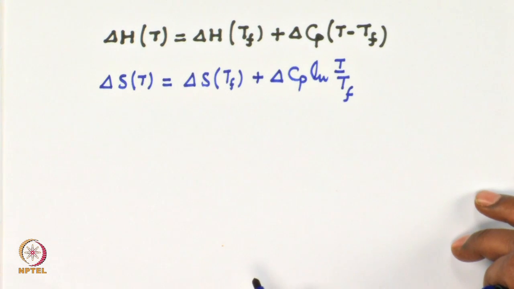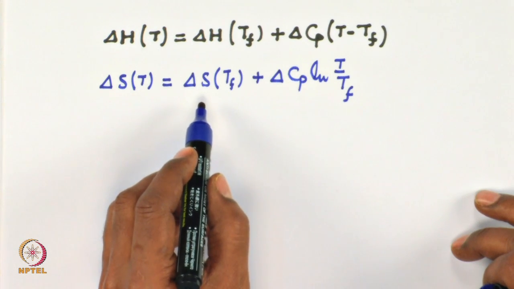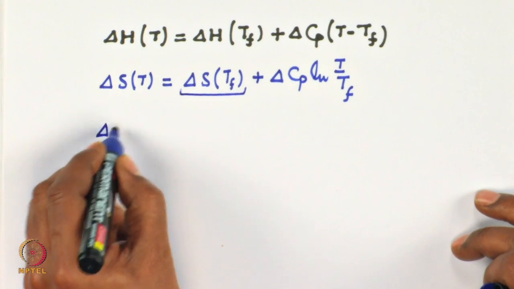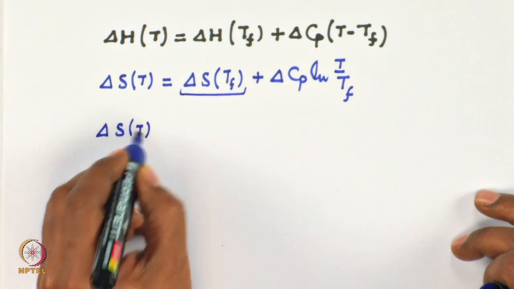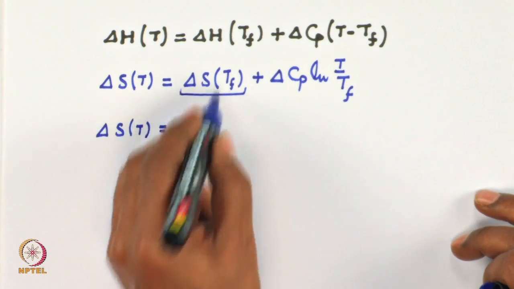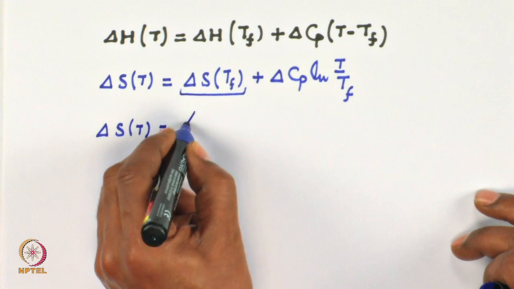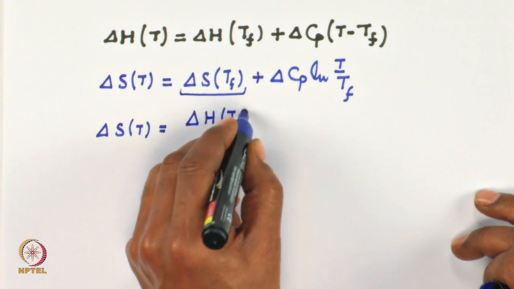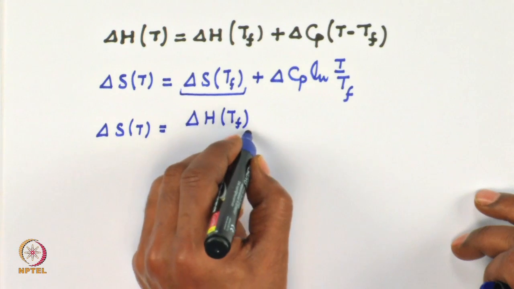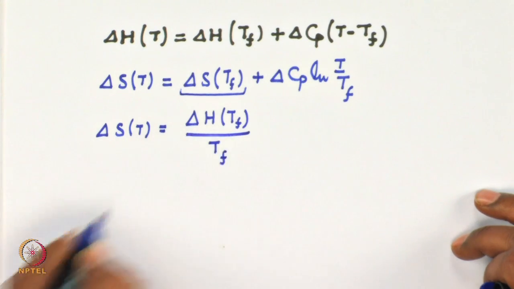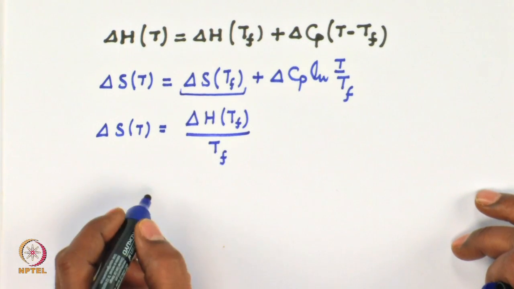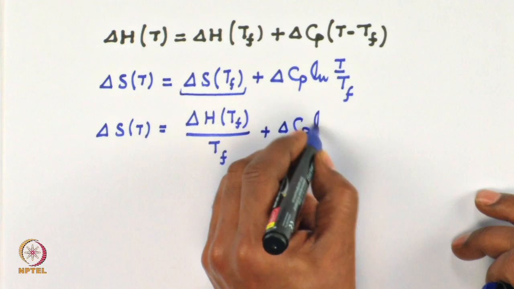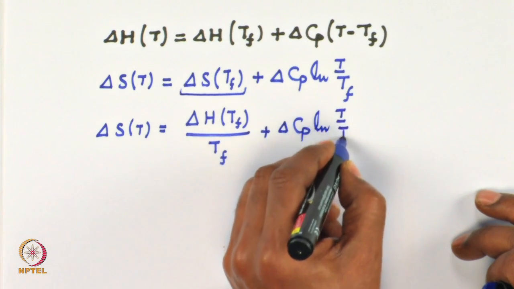Please remember that this is the entropy of phase transition. So, therefore, I can use delta S at any temperature is equal to, this will be what? This will be enthalpy, delta H at freezing point, which is the enthalpy of fusion, divided by the freezing point, plus delta Cp log T by Tf.